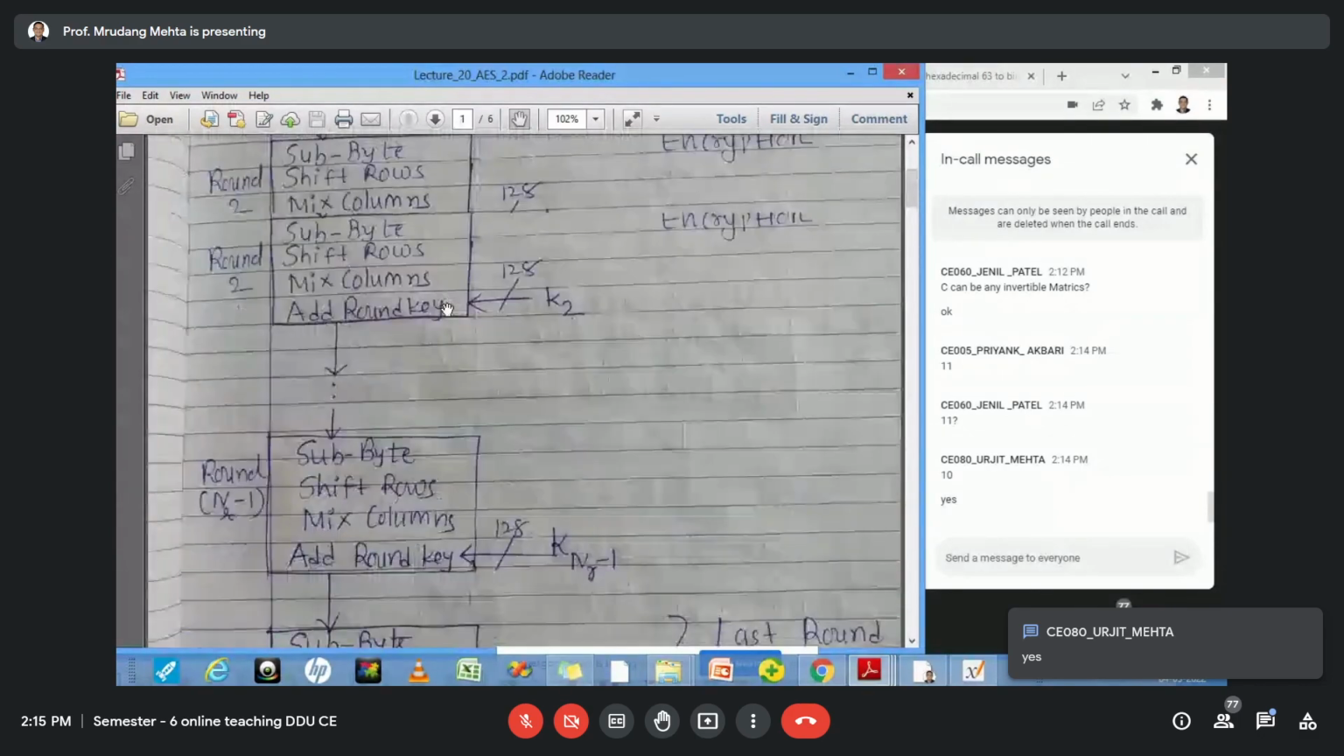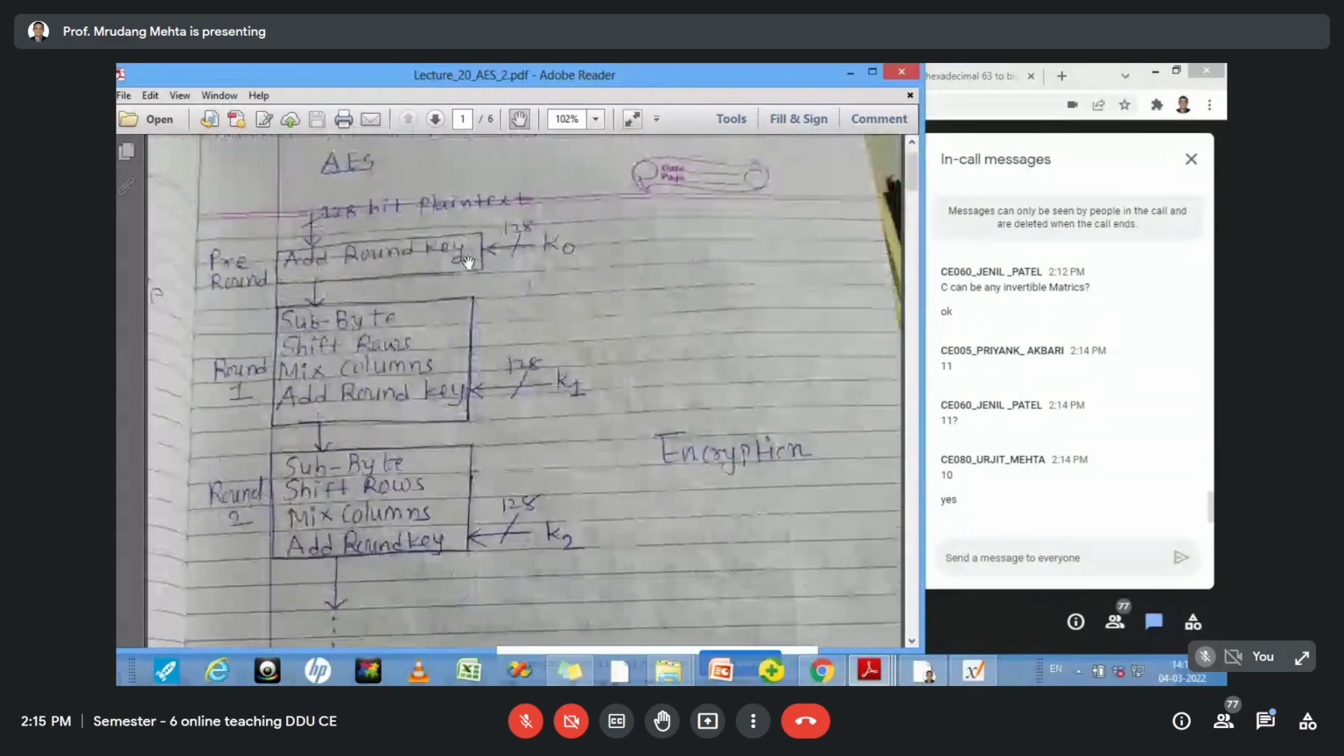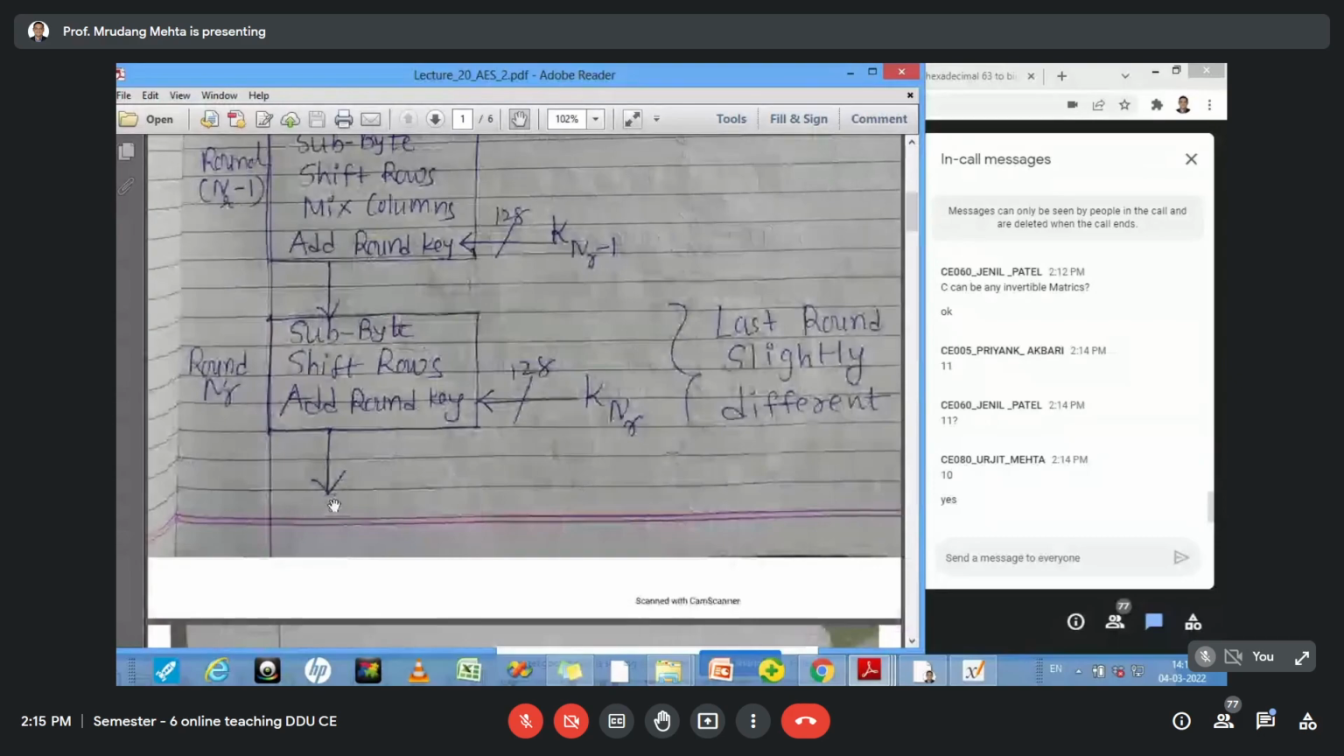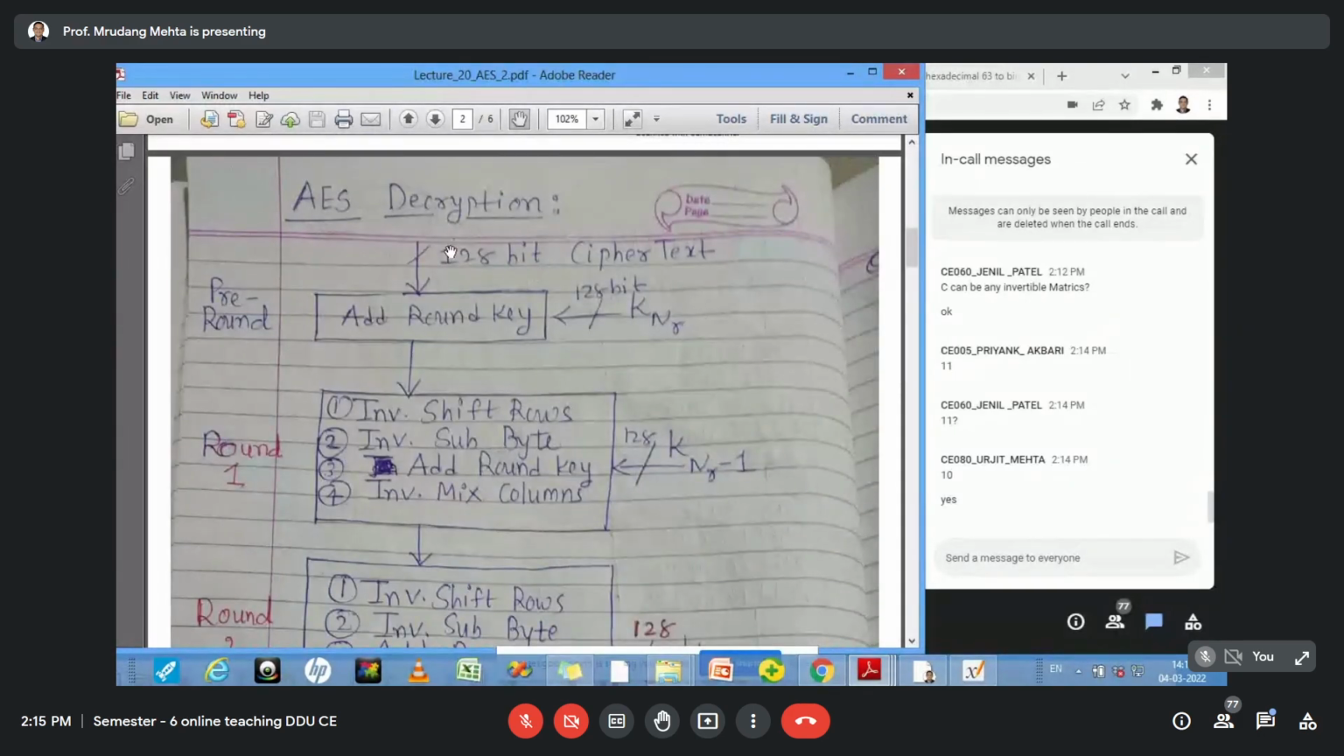Now, how is decryption possible? The input is plain text for encryption, and the encryption output is ciphertext, so we have a block of ciphertext. In decryption, we give that 128-bit ciphertext as input and follow these steps so that we get plain text. So what are the steps?